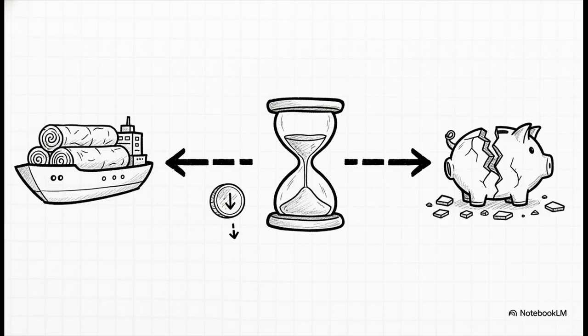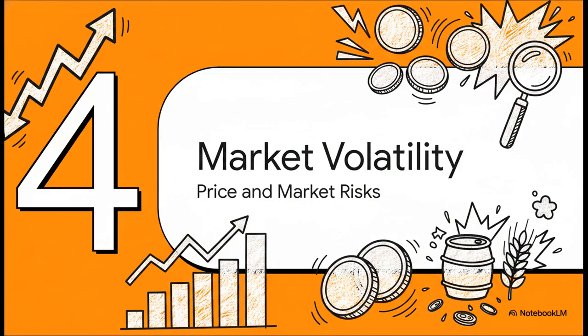If the pound drops against the dollar during those 30 days, their profit margin is completely wiped out before they even pay their supplier. This leads us right into Section 4, price and market volatility. We've talked about interest rates and currency, but market risk also fundamentally arises from equity price risk. Think of stock market charts suddenly dropping and wiping out an investment portfolio.